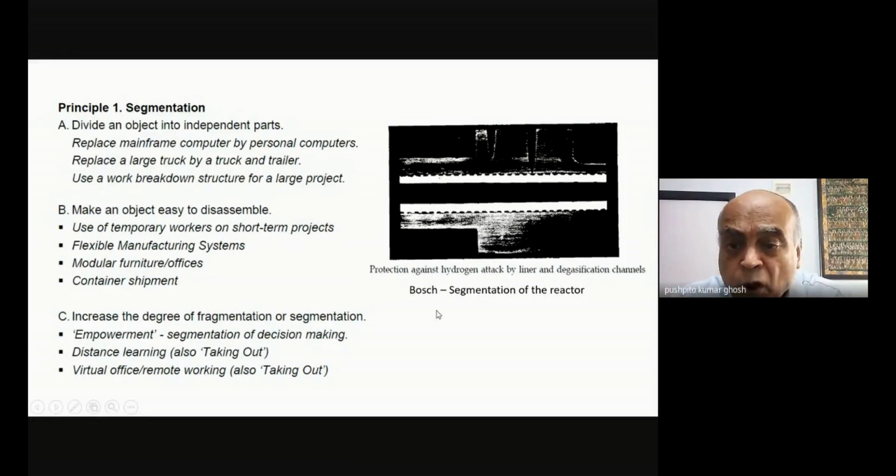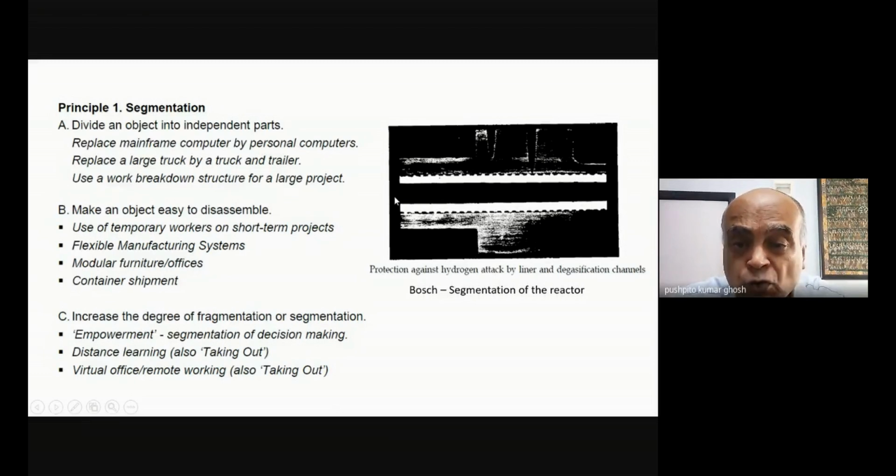You can look at the Bosch reactor innovation as a classic case of segmentation. What did he do? He replaced his conventional high pressure reactor with a lining and a jacket. By that, he was able to solve the problem of attack of the perlite of the steel, and formation of methane, etc., which took place. Okay, so very, very nice example of segmentation. Let me tell you, Bosch, etc., did all this long before Altshuler.